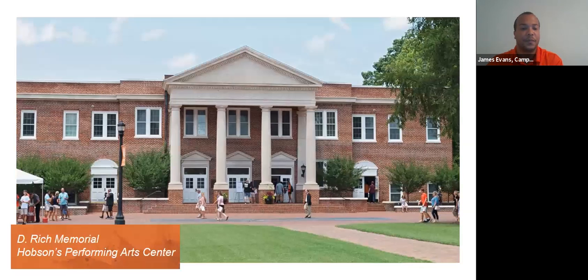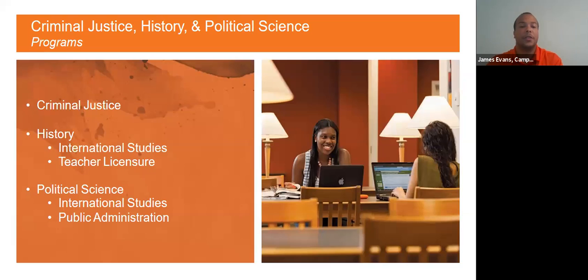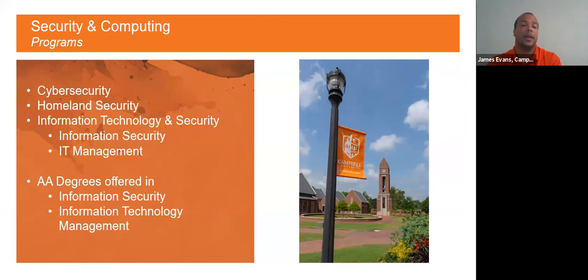I apologize. Some more academic buildings on campus. This is D-Rich. Within D-Rich, you're going to have programs really pertaining to criminal justice, history, or political science. And then the umbrella of that, most of those programs are going to be gearing you up for law school. So many of our students will look to these degrees or concentrations to go into law school. Cybersecurity and Homeland Security are also in that building. And then we have some associate degree options as well.